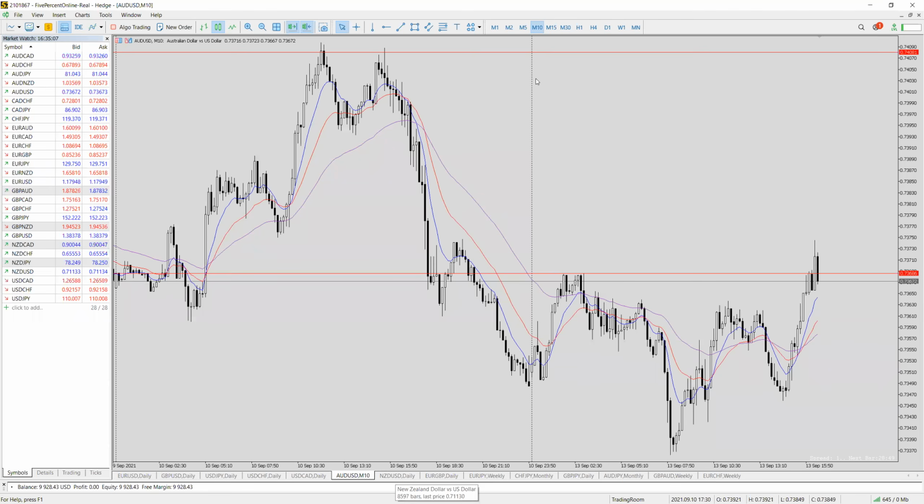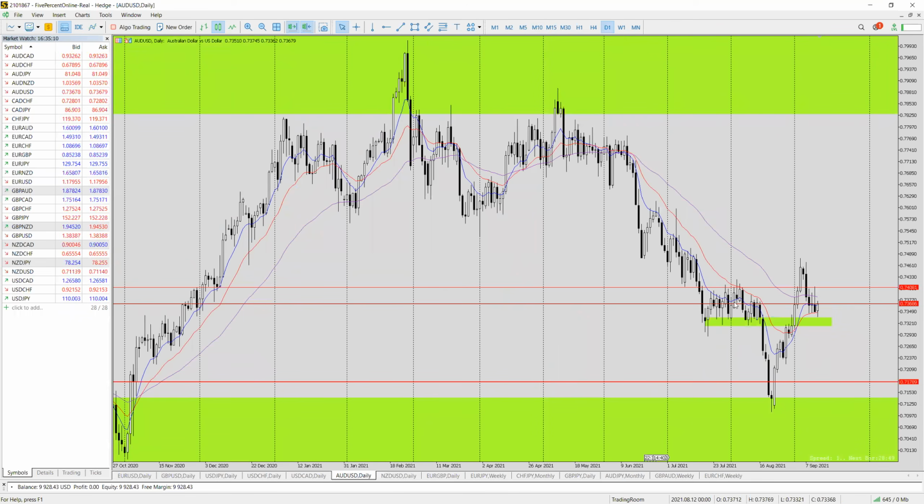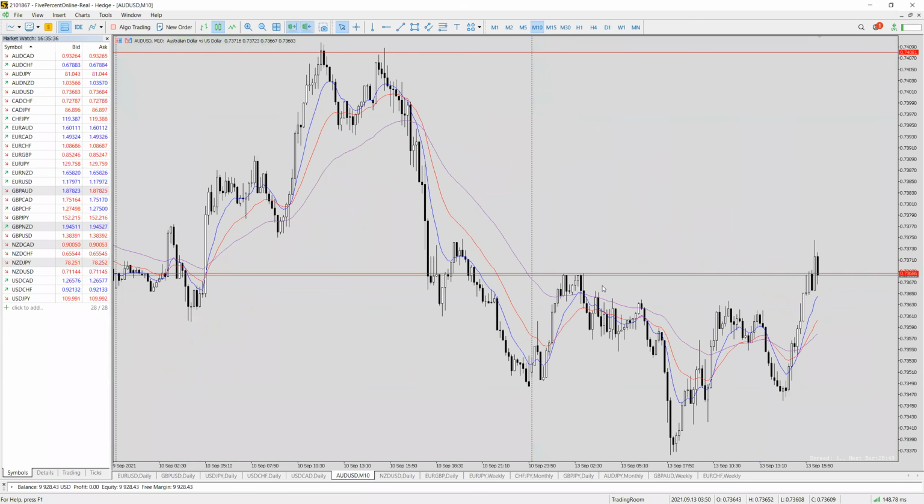All right, so that's for the Aussie. As I said, it could find support around this demand here and continue higher. A better conviction or a better signal for long would be if it closes above this line and the previous high around 0.74. That would be a better indication to go long. All right, let's get back to the Aussie dollar in 5 minutes and see how it closes above this line.